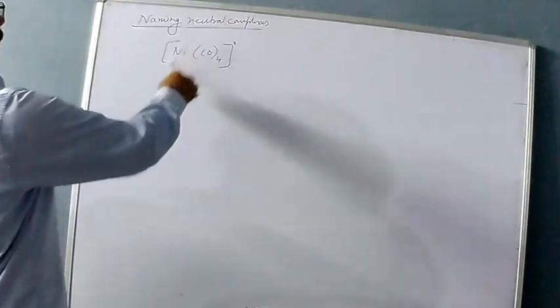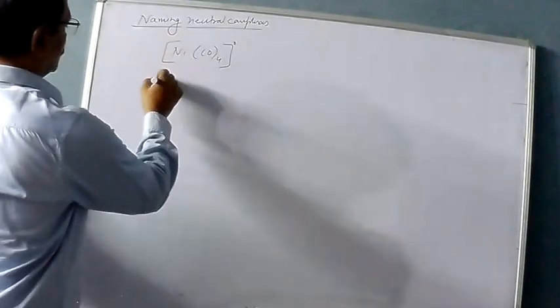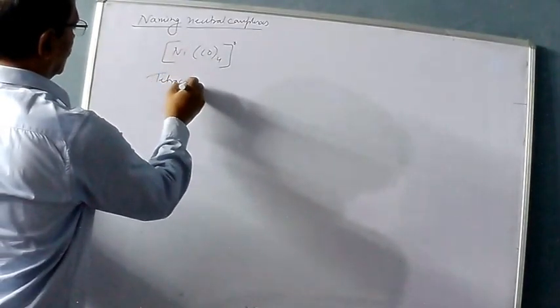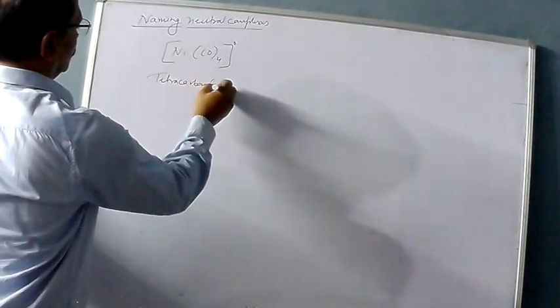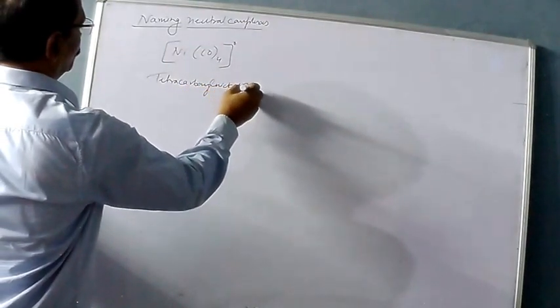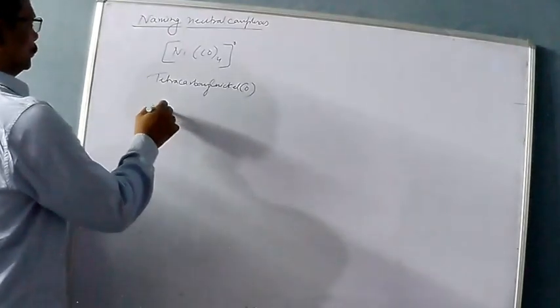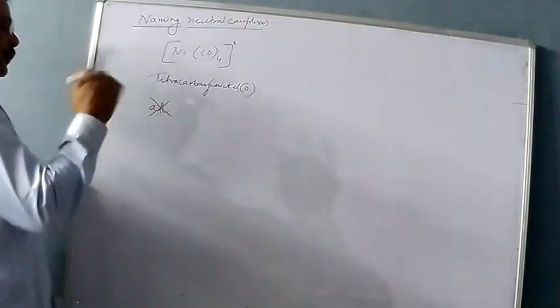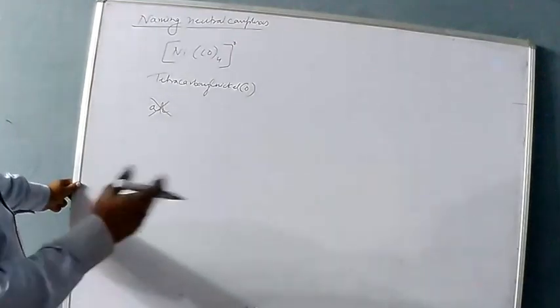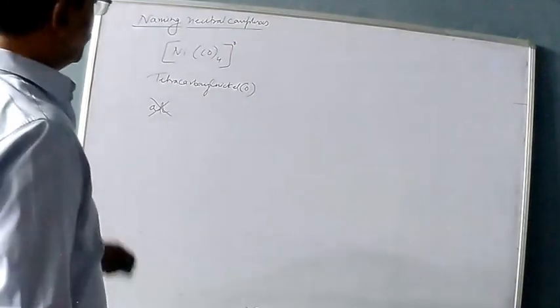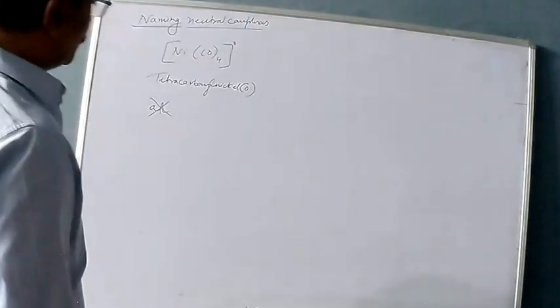So class, CO is called carbonyl. The name becomes tetracarbonylnickel(0). So here we are not going to use the word ate. Ate is only meant for anionic complex. For cationic and for neutral complex, there is no characteristic ending called ate.